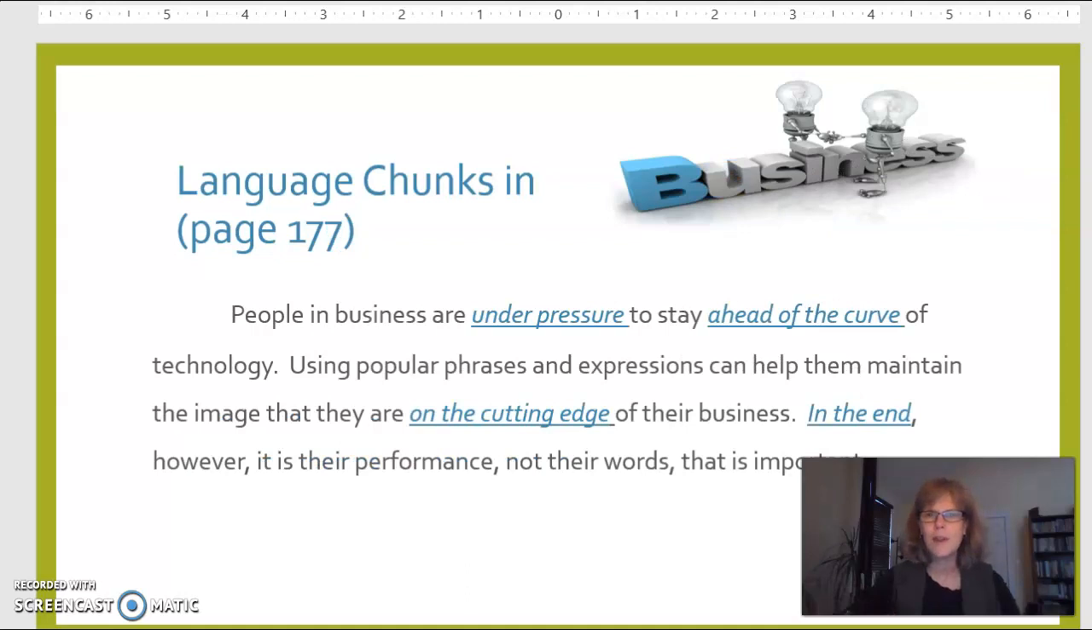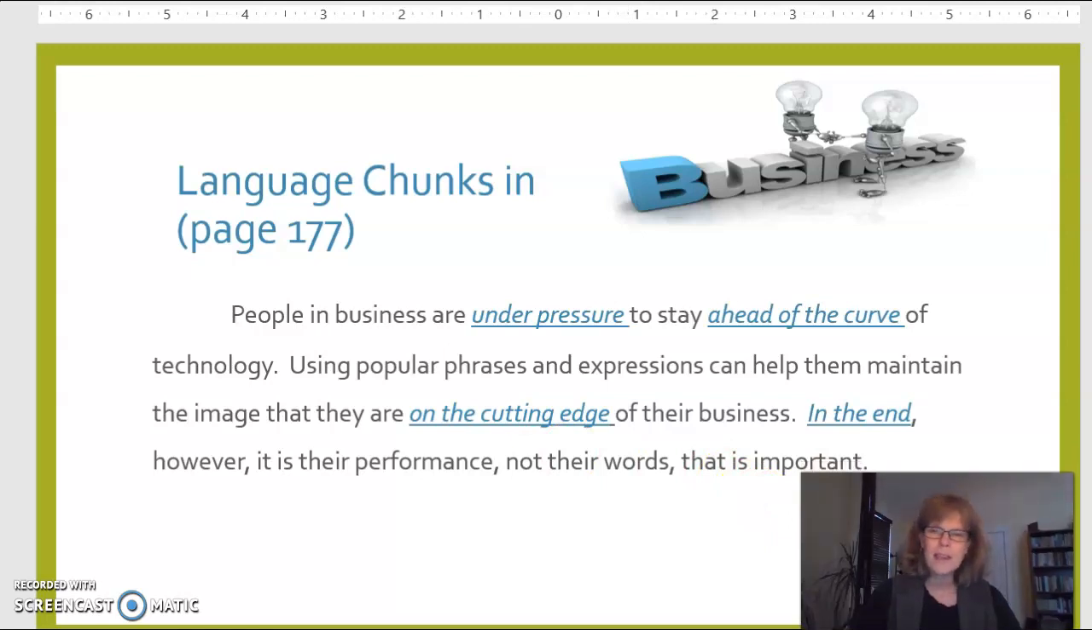A few more that they give you are under pressure or stay ahead of the curve, on the cutting edge, in the end. So all of these really give you just phrases that come together to mean one thing. And these words are used in these phrases in this way. You will learn the chunk and all of these words will come together in this order. Let me just show you a few other examples of language chunks, and maybe it will clarify.